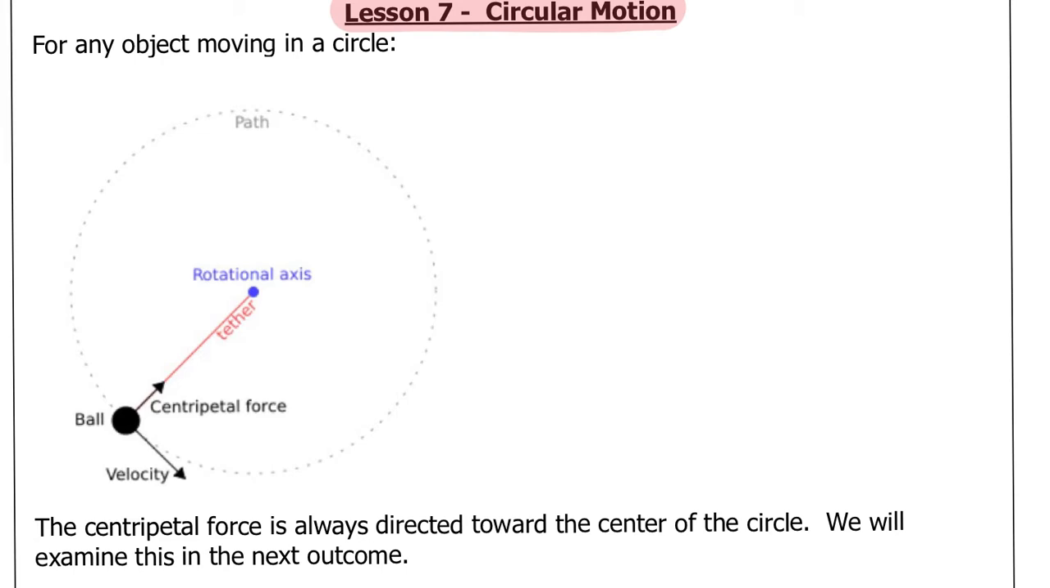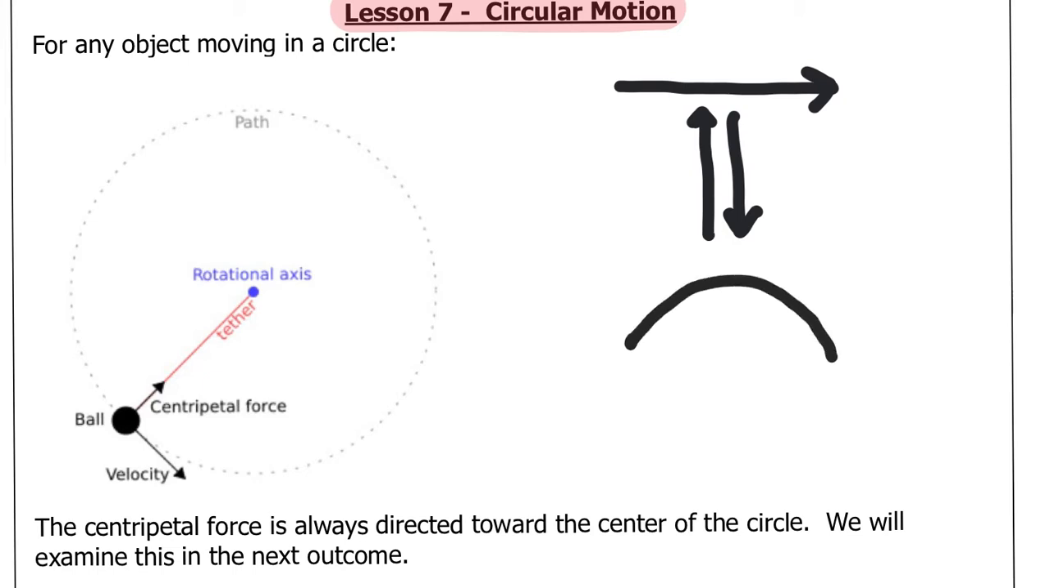So what we're going to look at today is objects traveling in circular motion. Just as a quick review, we started off the outcome looking at objects traveling in horizontal acceleration. Then we looked at objects traveling in vertical acceleration, so going up or coming straight down. Then we looked at objects following a trajectory or a parabolic path. And now we want to look at objects traveling in a circle.